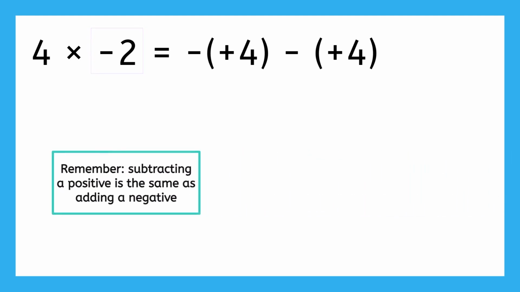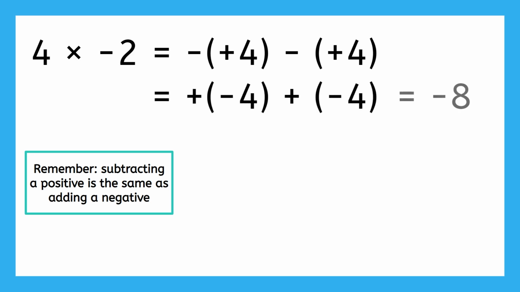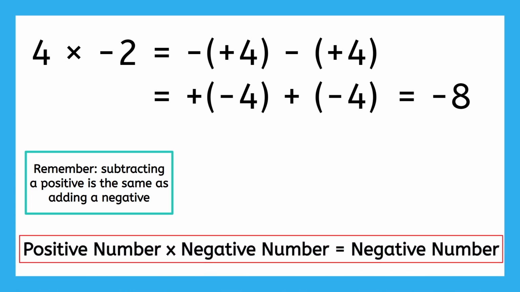This looks a little complicated, but recall from our previous lessons that subtracting a positive is the same thing as adding a negative, which means that we can rewrite this as an addition problem. So now it looks like our previous problem, adding 2 negative 4s, which gives us negative 8. It doesn't matter if our negative sign is on the first number or on the second number. Whenever we multiply a positive number times a negative number, we will always get a negative number.